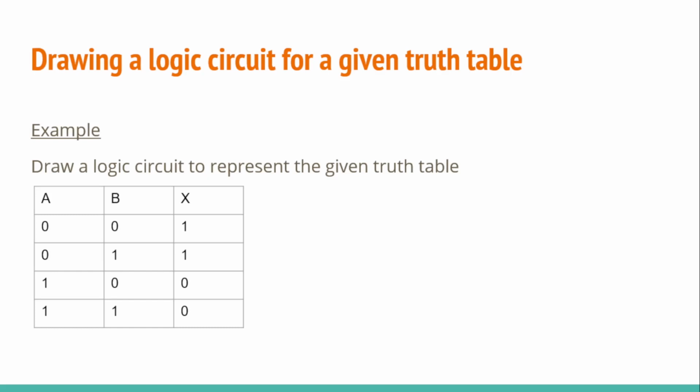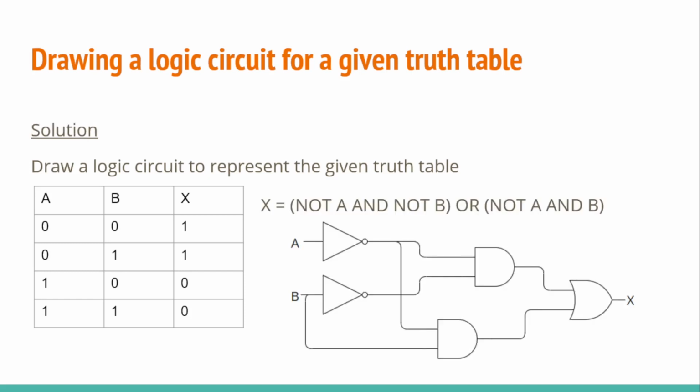Let's take an example. The table below has been given, and we are required to draw a logic circuit to represent this particular truth table. Our approach is going to be simple, and that is, first of all, to figure out what the logic expression would look like.